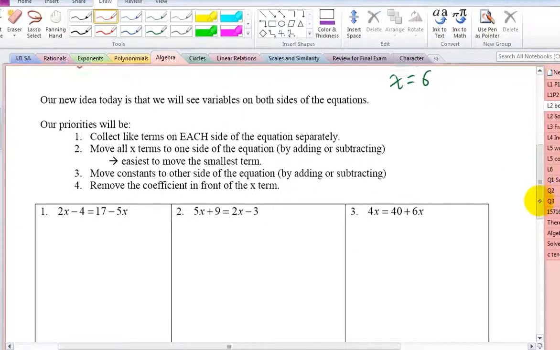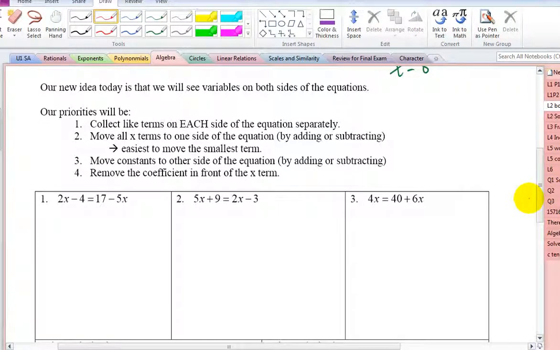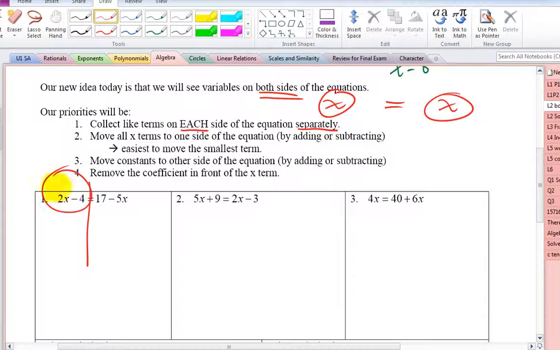Okay, so we're going to get to harder questions now. Today we're going to have variables on both sides of the equation. You'll have an equal sign and some x's over here. Equal sign, x's over there. So what we're going to do is collect like terms on each side of the equation separately. Now number 1, there's no terms to collect over here or over there. So we can say that step is done.